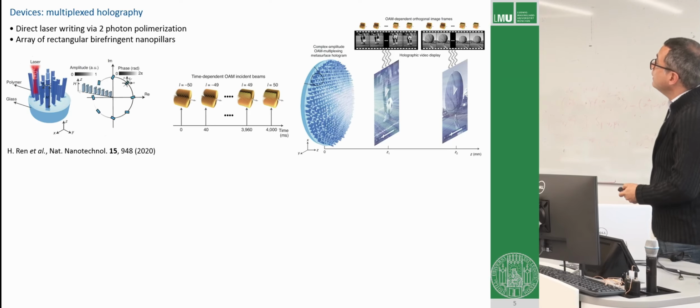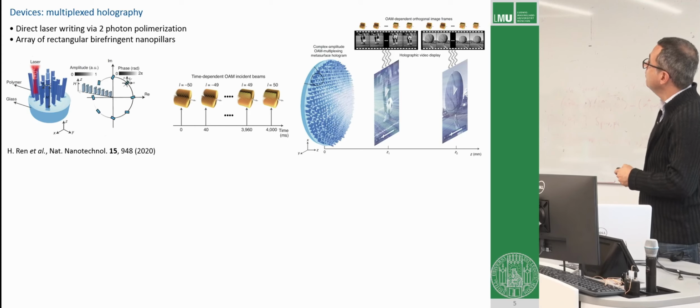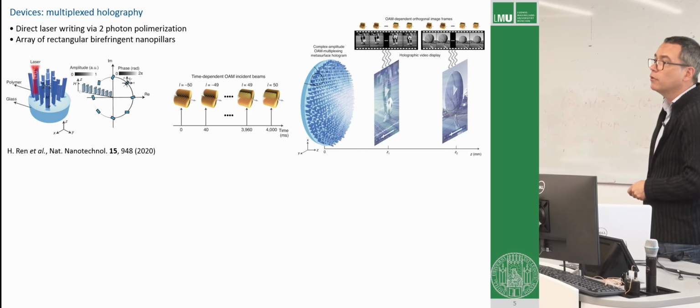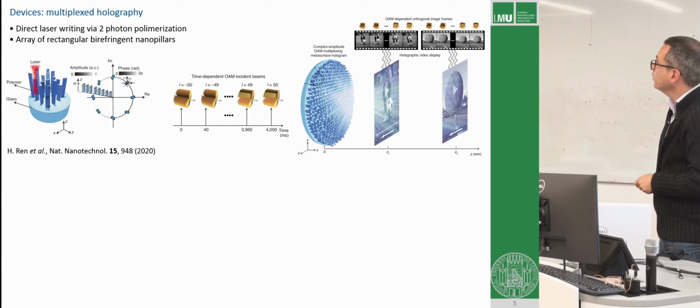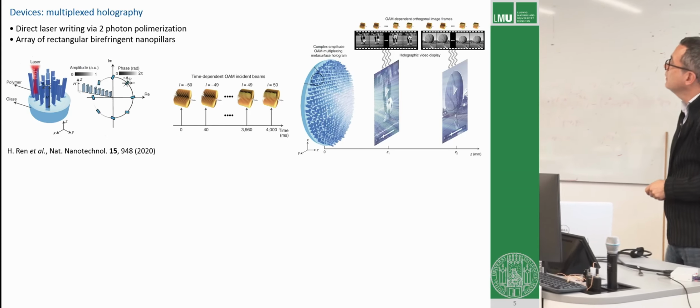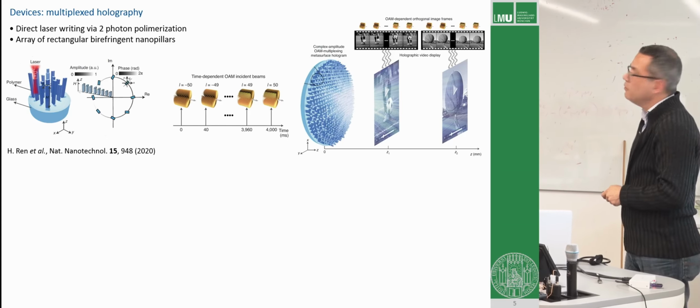Another very nice application is the multiplexed holography. By the way, the first author of this paper is Dr. Howard Ren, who is working here in this institute. So what he did, it was something fantastic.